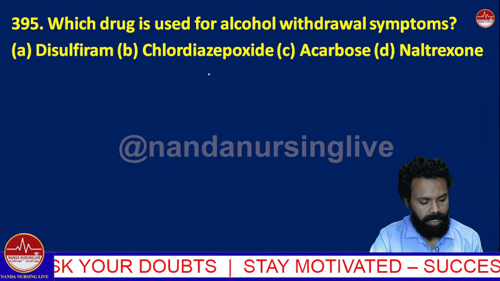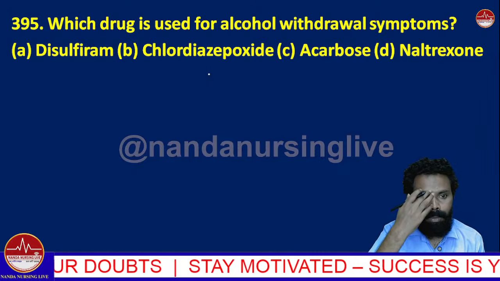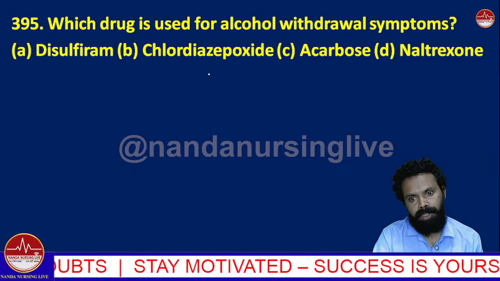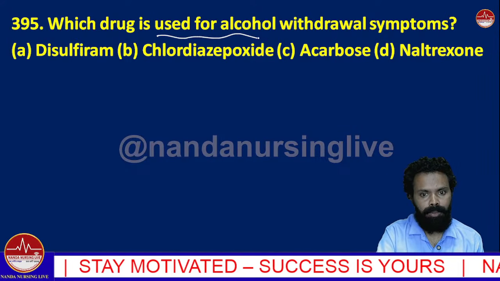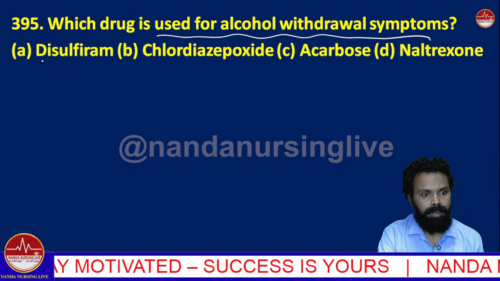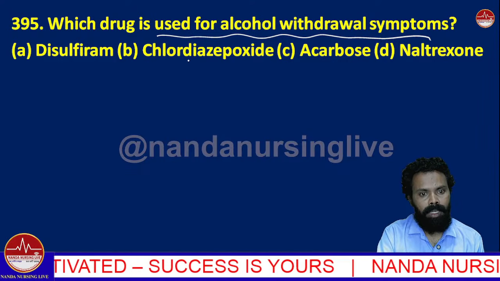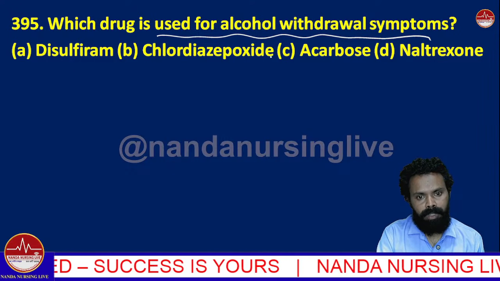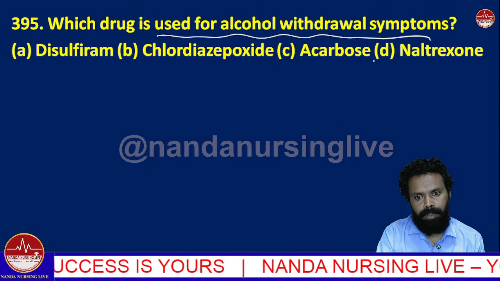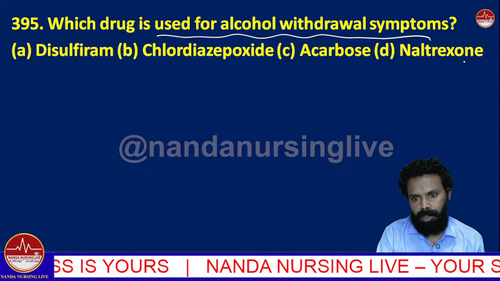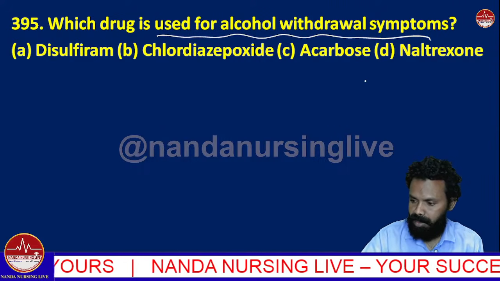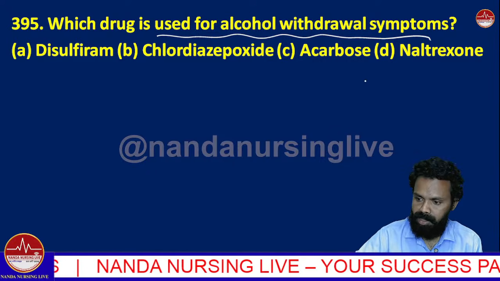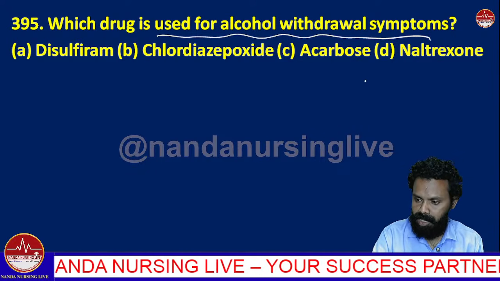Next question, question number 395. Which drug is used for alcohol withdrawal symptoms? Option A disulfiram, option B chlordiazepoxide, option C acarbose, option D naloxone. So which option is the correct answer? Answer quickly. Which option is correct?